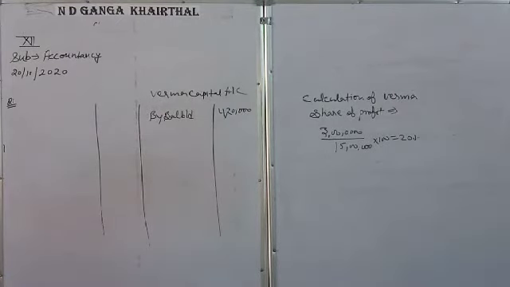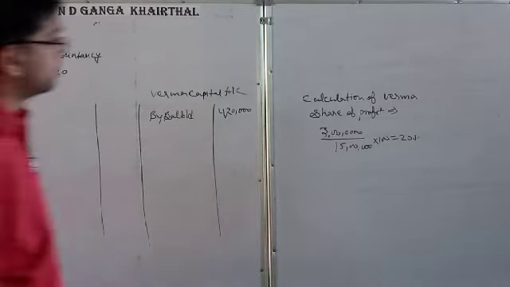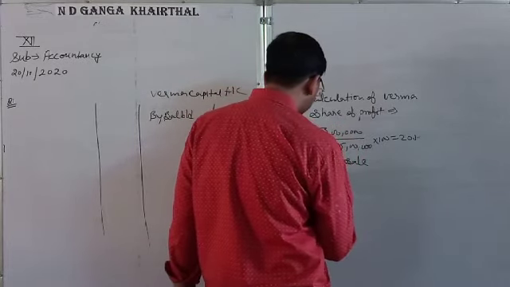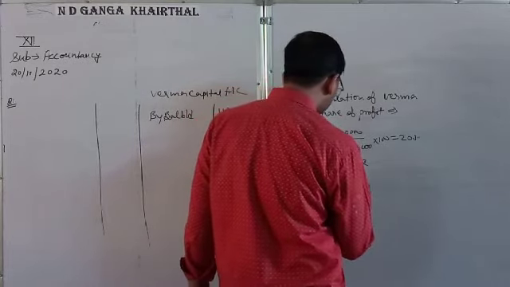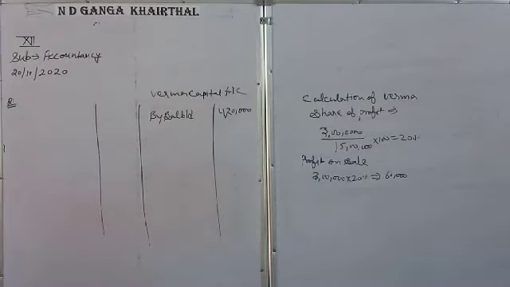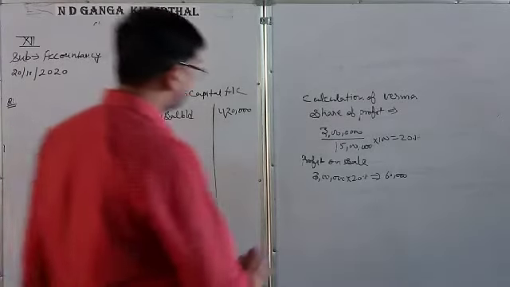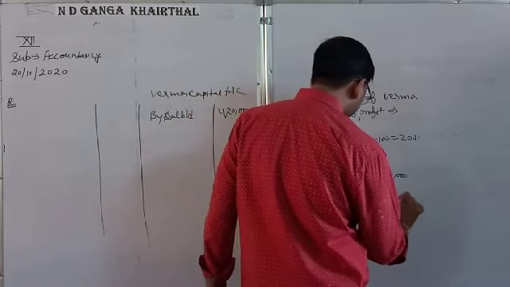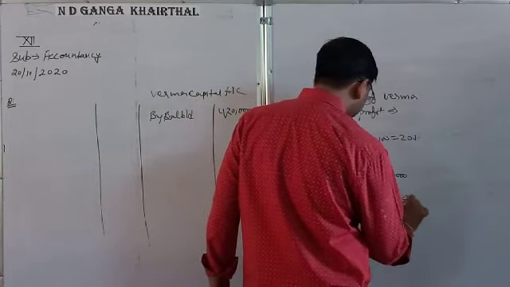Profit on sale from 1st April 2012 to 30th September 2012, so a 6 month period, 3 lakhs sale at 20%. So profit on sale 3 lakhs into 20% is 60,000 rupees. Okay, clear? And Verma's share of profit is 60,000 into 1 upon 3.